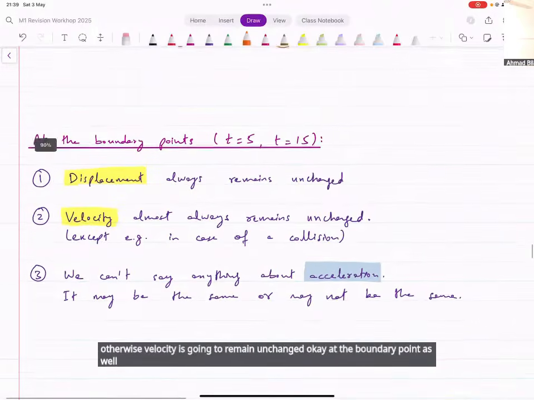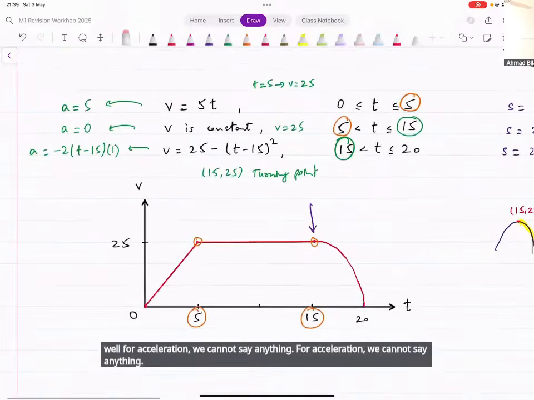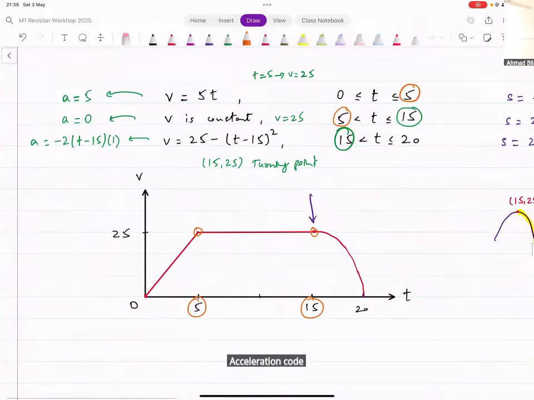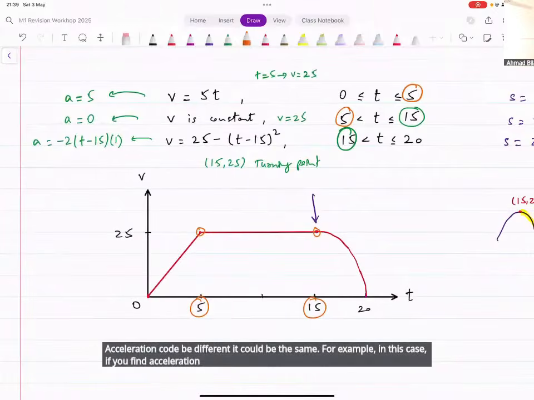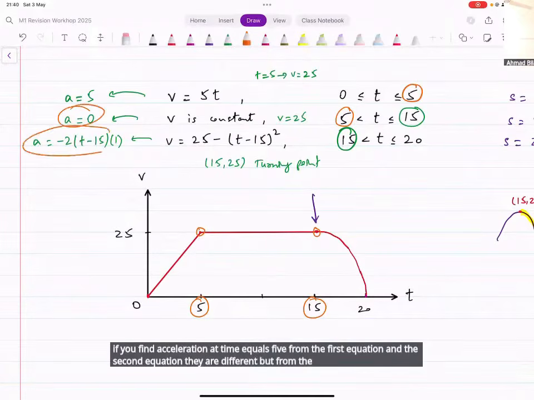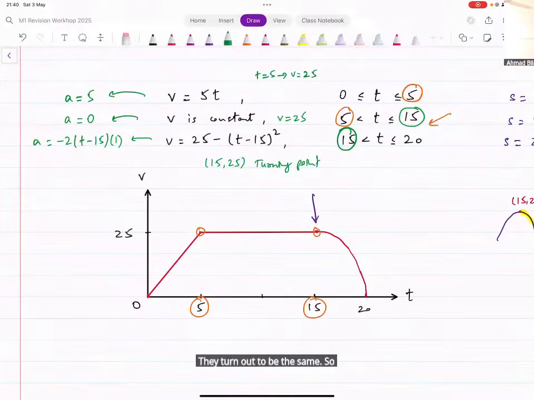For acceleration, we cannot say anything. Acceleration could be different. It could be the same. For example, in this case, if you find acceleration at time equals 5 from the first equation and the second equation, they are different. But from the second and third equation at time equals 15, they turn out to be the same. So sometimes acceleration is going to be the same. Sometimes it's not going to be the same.